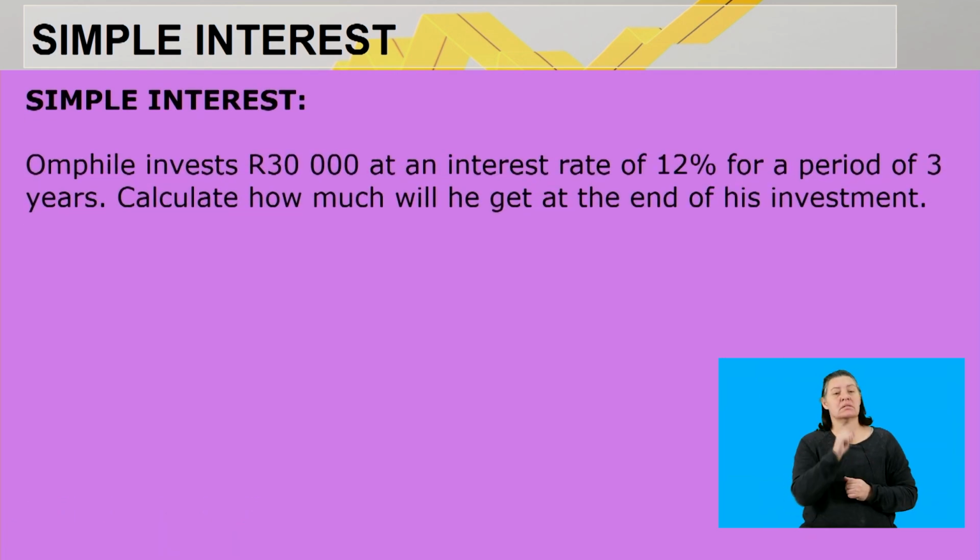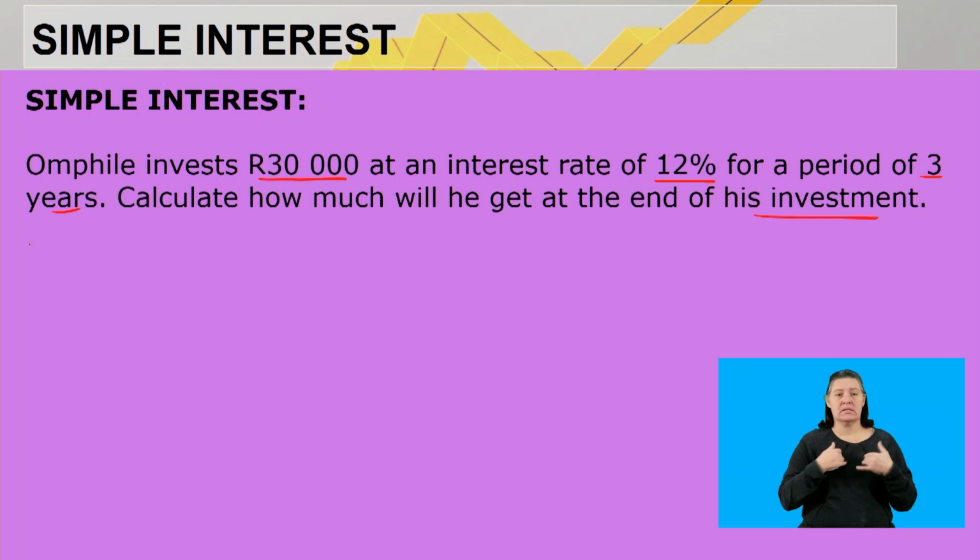I've indicated that Ompile invests 30,000 Rand, so that's your principal amount, at an interest rate of 12% for a period of 3 years. So can you see I'm underlining all the important words here. So it's 30,000 Rand at an interest rate of 12% per annum for a period of 3 years. Calculate how much he will get at the end of his investment. All right, so now it is simple interest. So therefore, work out it's 3 years.